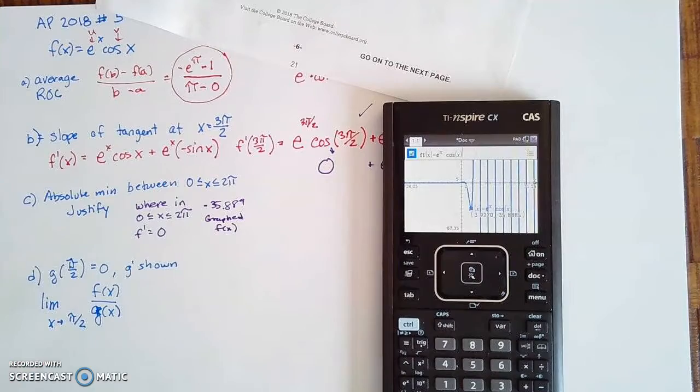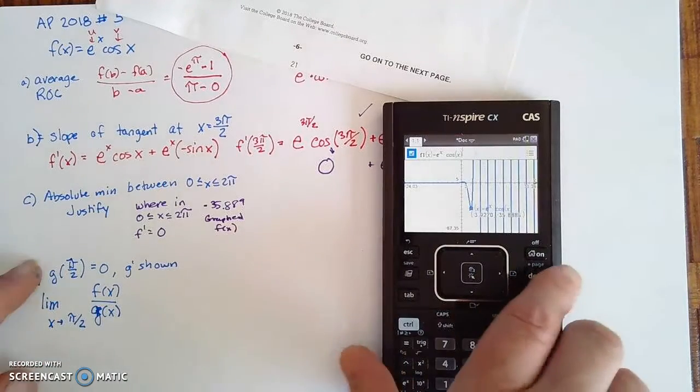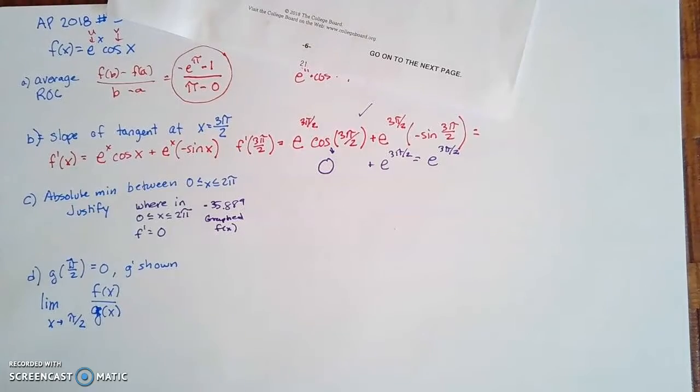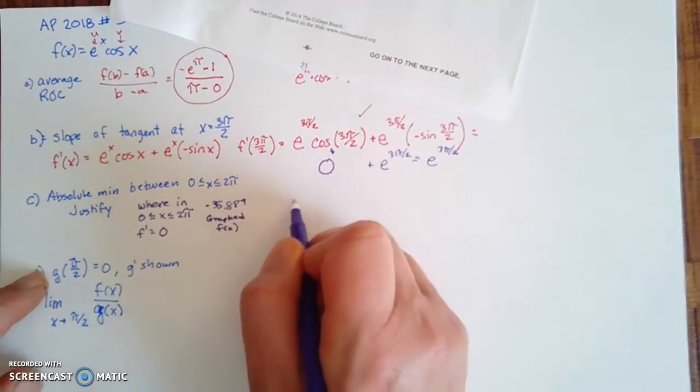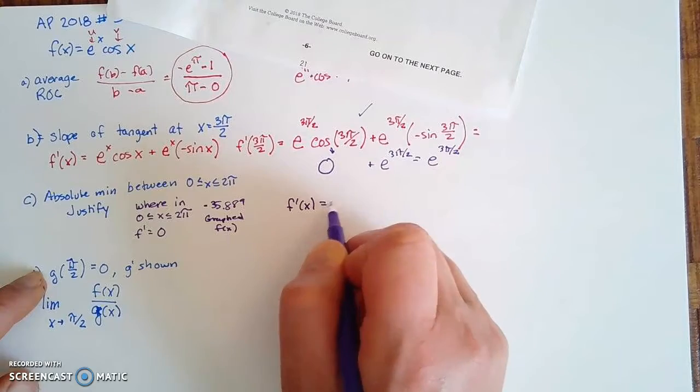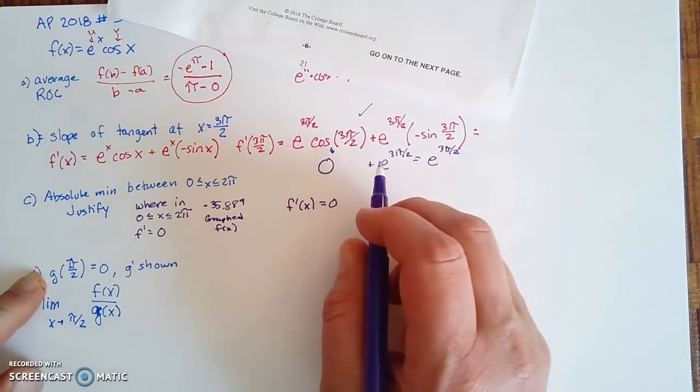Now, in actuality, you couldn't really do this on the test originally because you didn't have the calculator to work with. So what you had to do was really look at the problem and figure out when f prime of x could be equal to 0. Well, where could that be equal to 0?